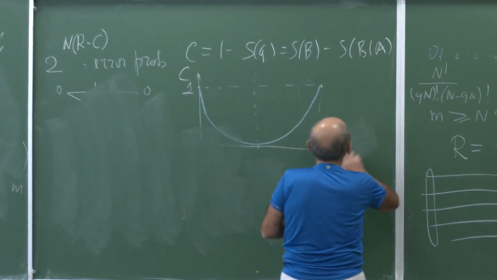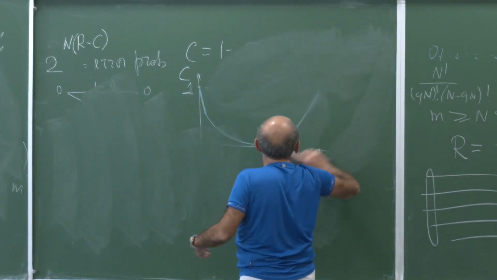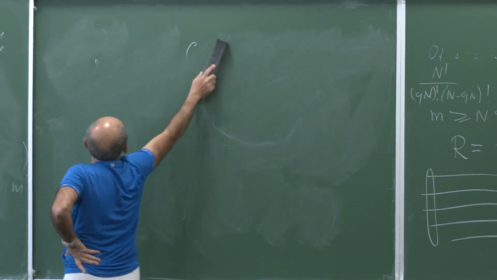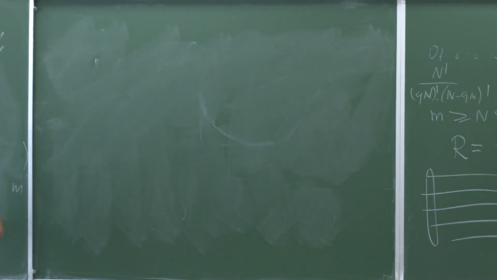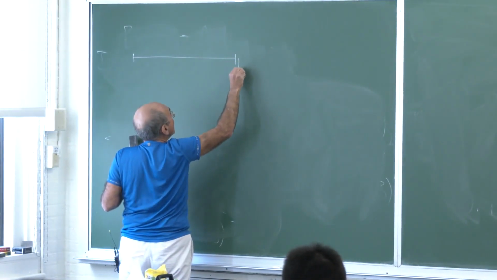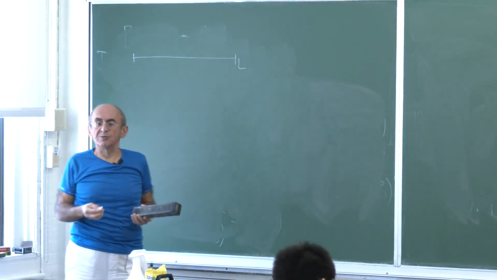So how to do it? If I'm interested in getting information about the position of a particle on an interval L, how much information do I need to set a position?